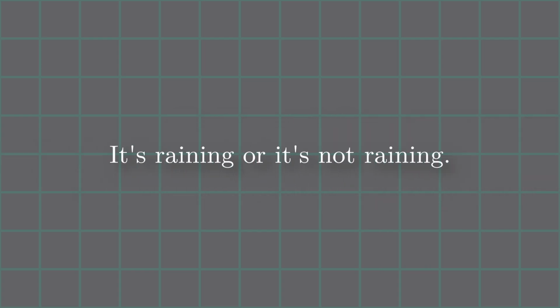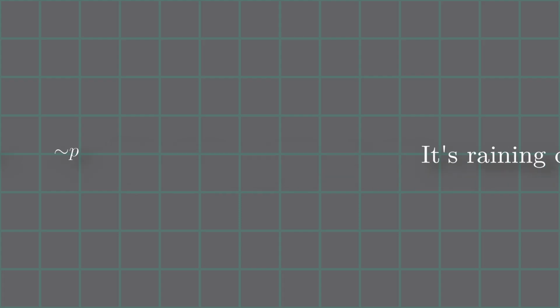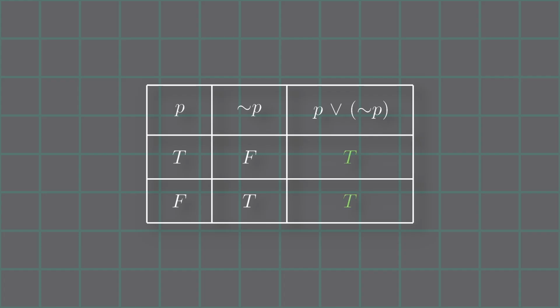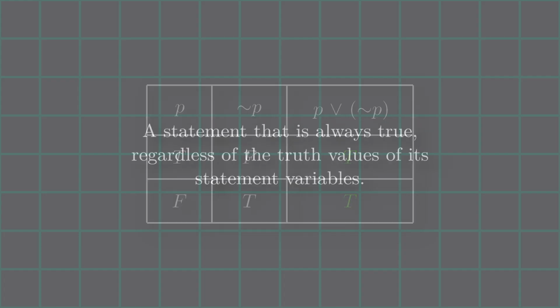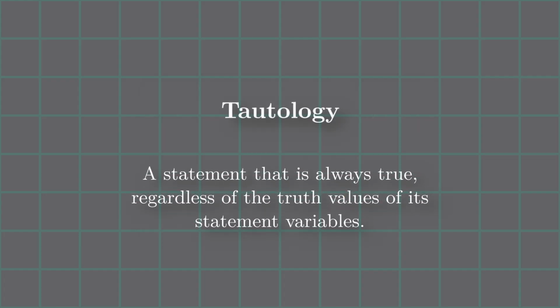Now look at this statement. This statement might seem redundant, and that's because it's always true. When we put a statement and its negation in the disjunction, the whole statement must be true because one of the statements is true. In the truth table, all the rows for the statement are true. A statement that is always true is called a tautology.